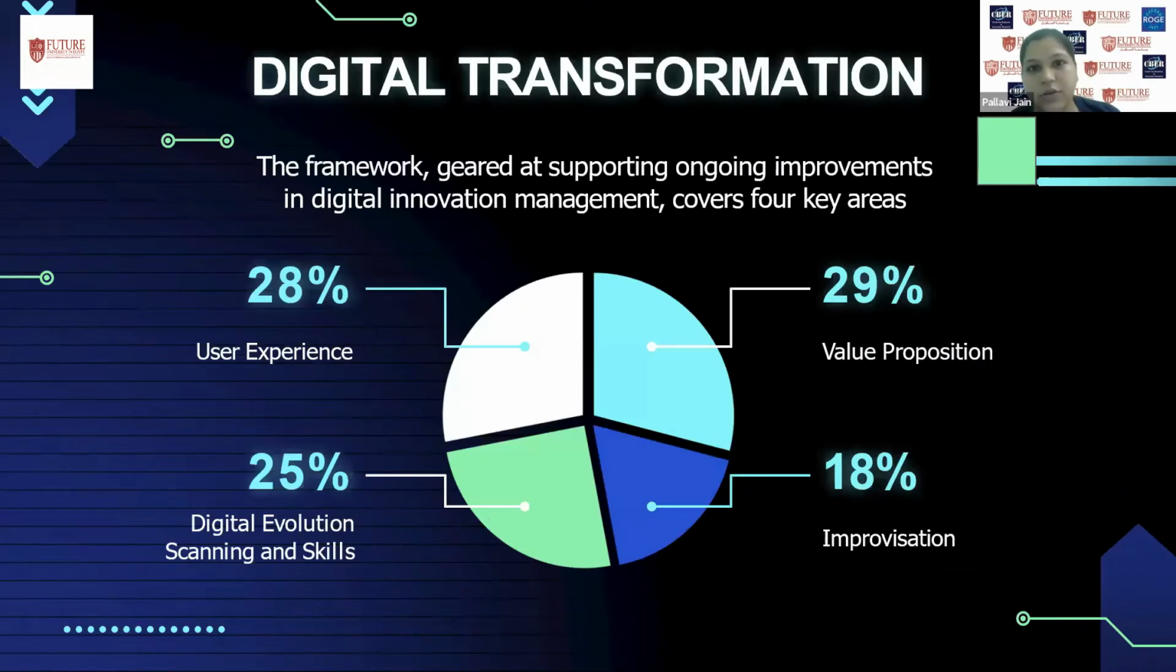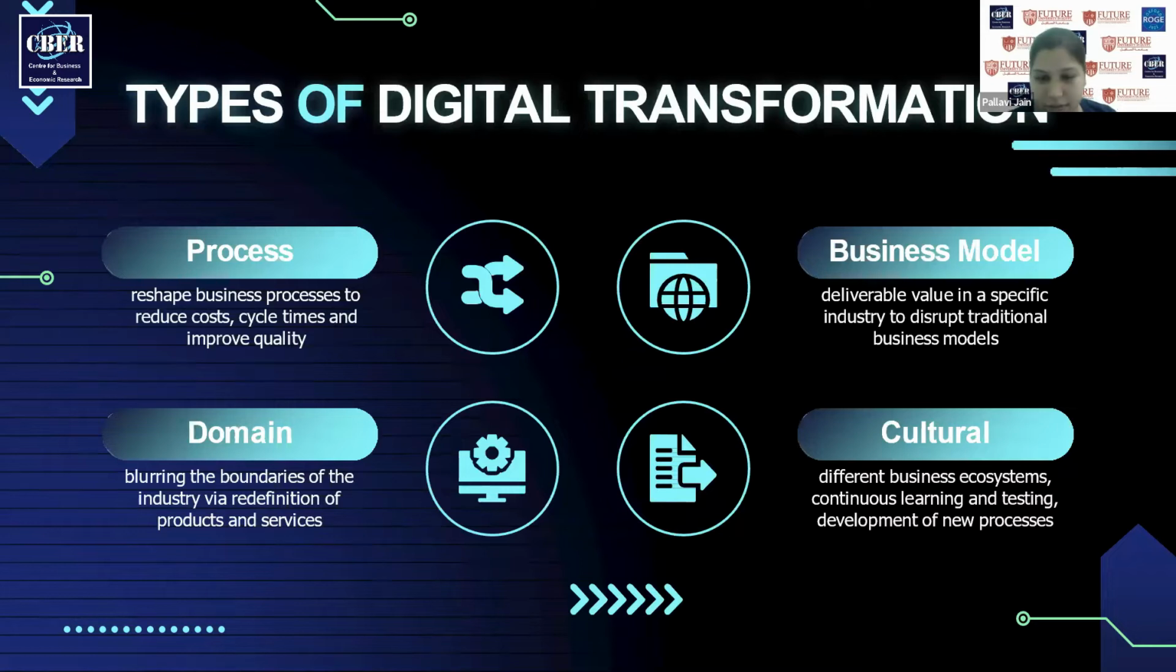the globe. So the framework which is geared at supporting the ongoing improvements in digital innovation focuses mainly on four main areas: improving the user experience, helping companies improve their value proposition, teaching their workforce to develop skills and improvisation. So just a little background on digital transformation.